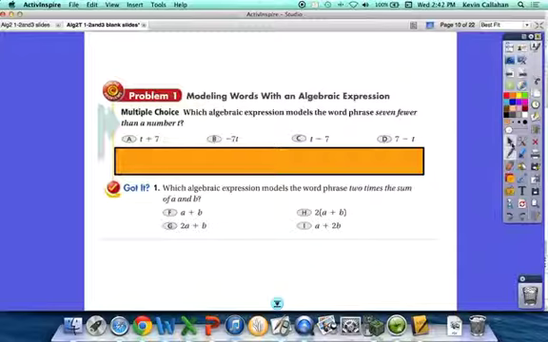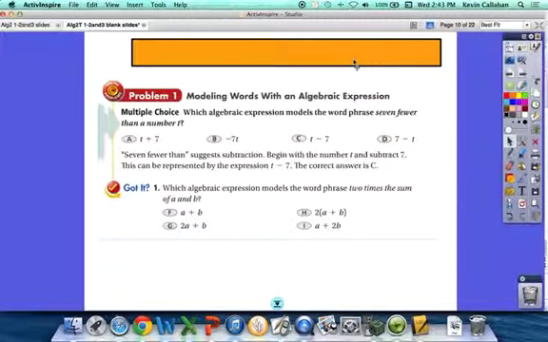Okay, look at this one. They want to know which one of these four represents an algebraic expression for 7 fewer than a number t. What does it mean, fewer? Less than, right? So is 7 minus t 7 fewer than t? Which one is 7 fewer than t? The C, right? So the answer is C.